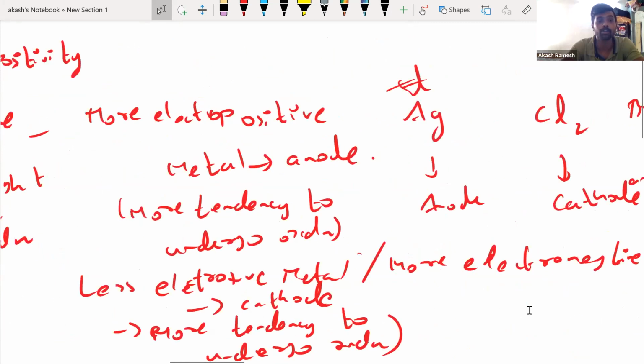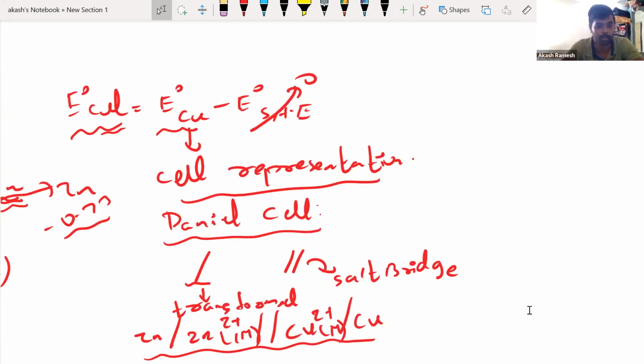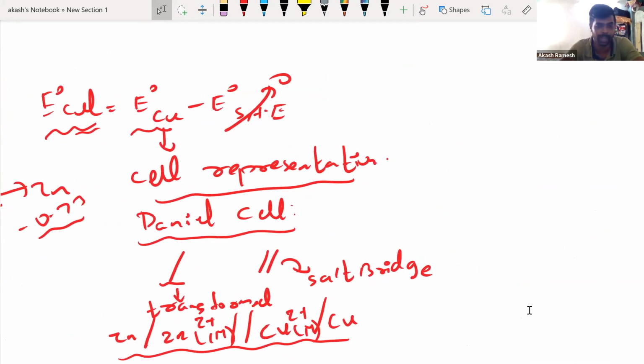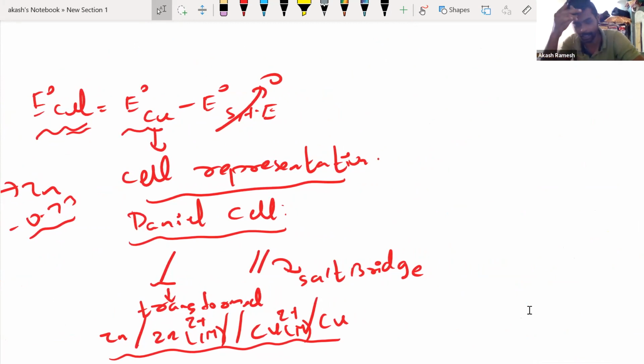Now we know how to find the individual reduction potentials of all of these, right? And how do you represent a cell? What is the working of a Daniel cell, in the sense of a galvanic cell in general? What is the role of a salt bridge? All these things we saw today. There is just one more thing I want to tell you.